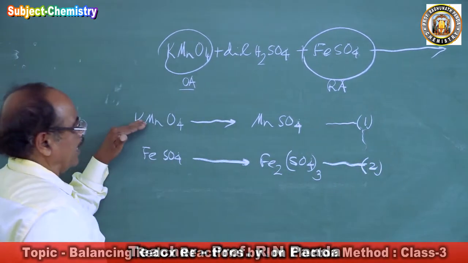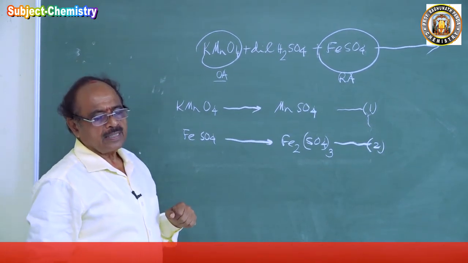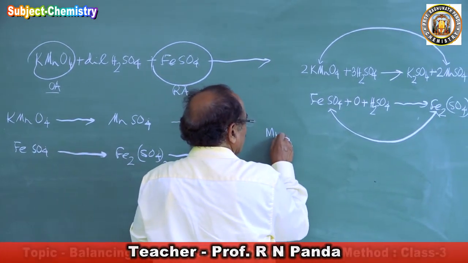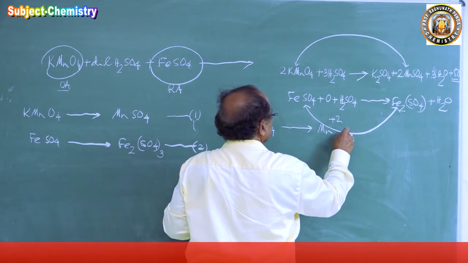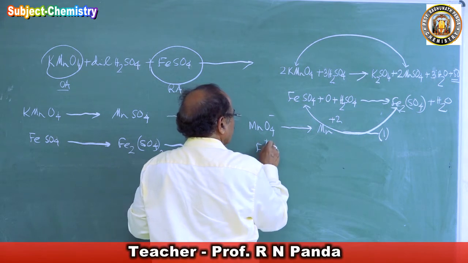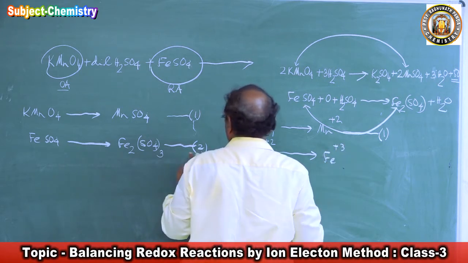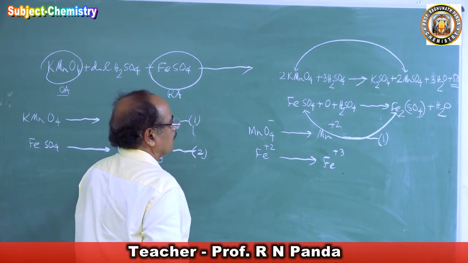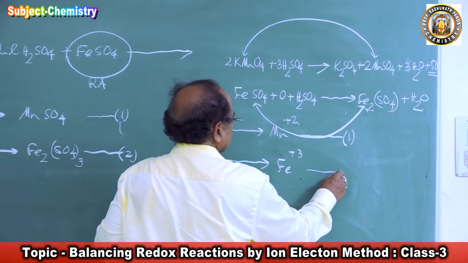We will represent this in ionic form, then apply the rules to carry out the reactions. So MnO4 minus will become Mn plus 2. This is the first equation. We will balance it by the ion electron method. And Fe plus 2 is becoming Fe plus 3, since we are using ferric sulfate, so 2Fe plus 2 becomes 2Fe plus 3. This forms the second equation. We will balance this.